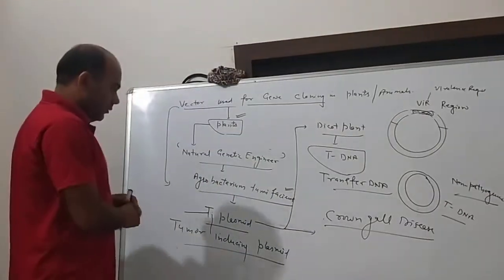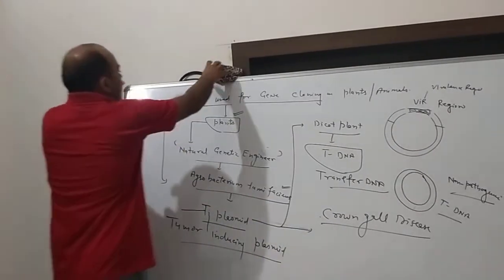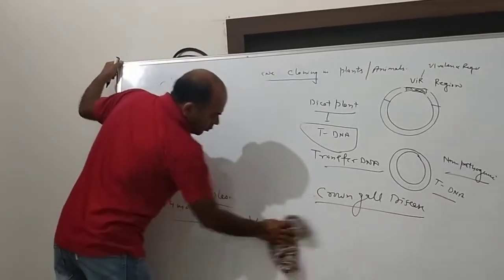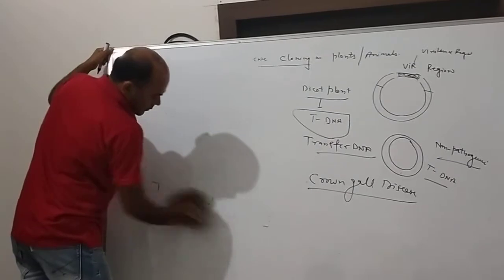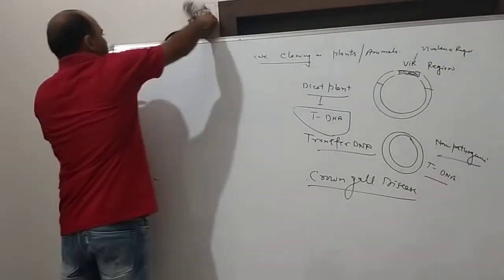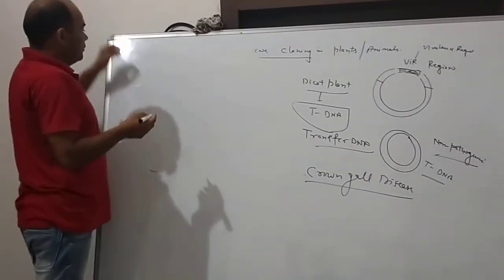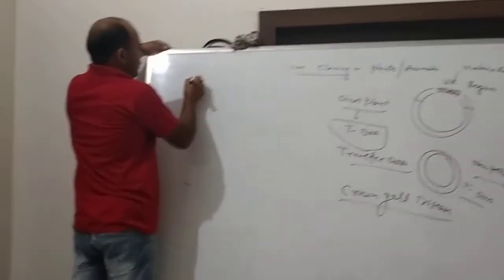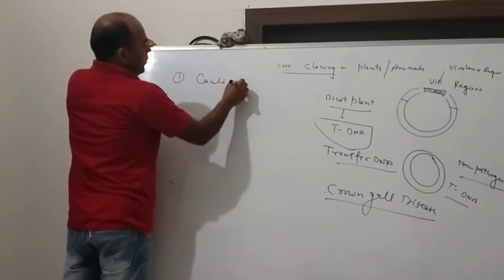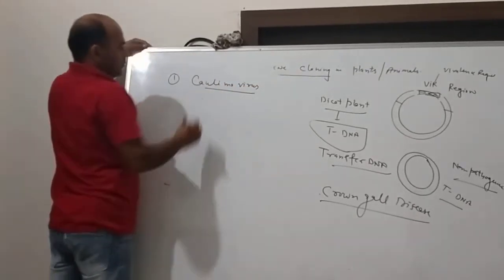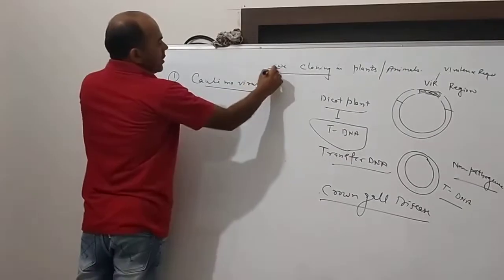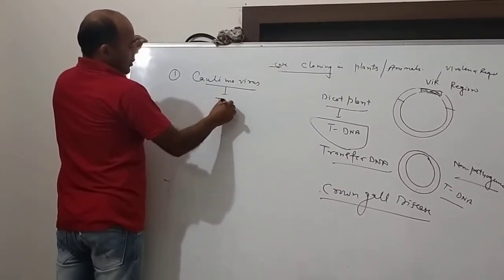There are many other vectors which can be used in monocot plants. In monocot plants, in 1984, one virus was used which can behave as a vector. One example is a virus also used to deliver a particular piece of DNA, a desired gene, in turnip.